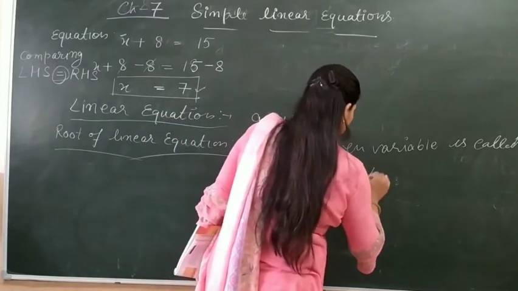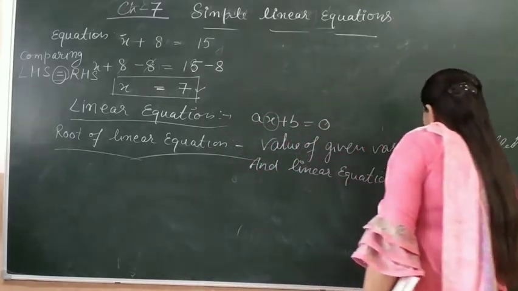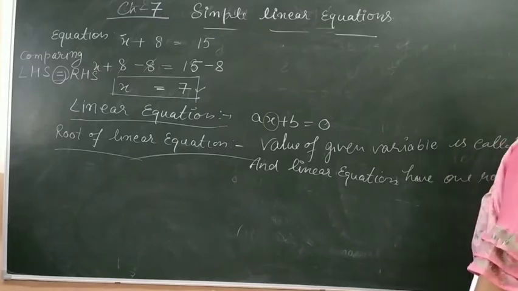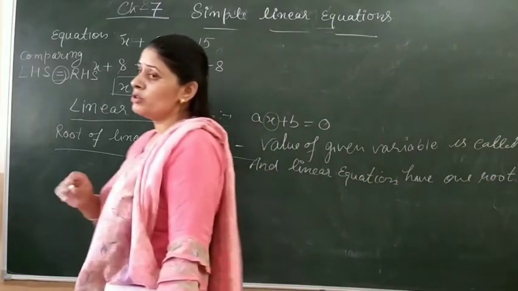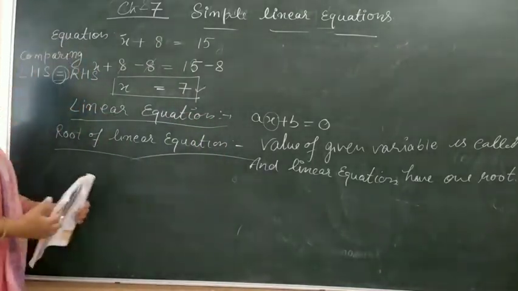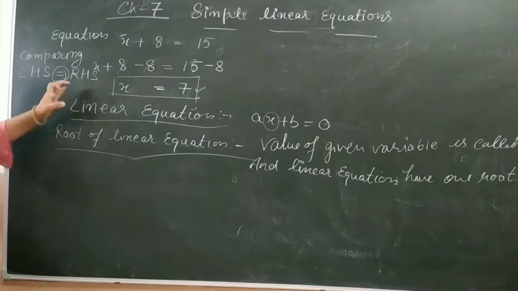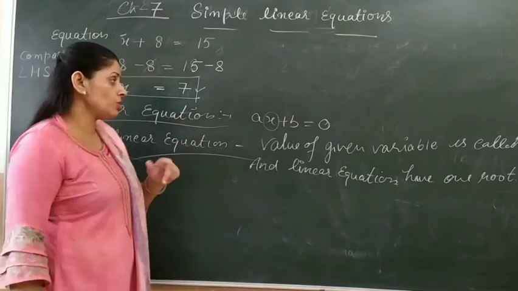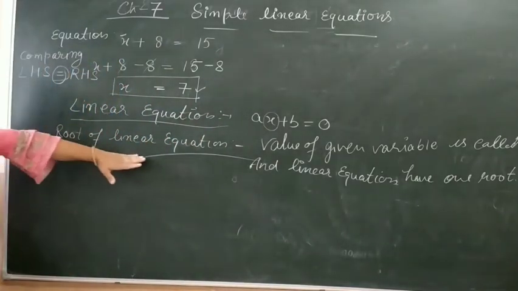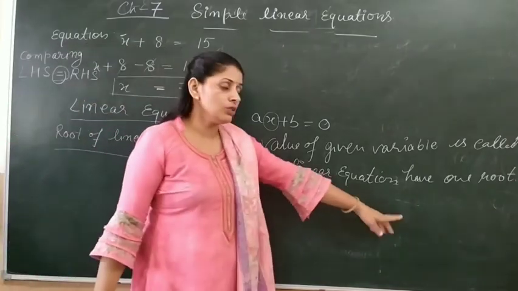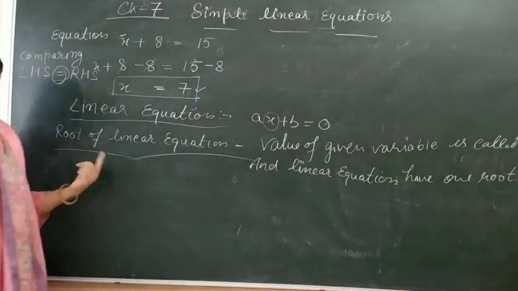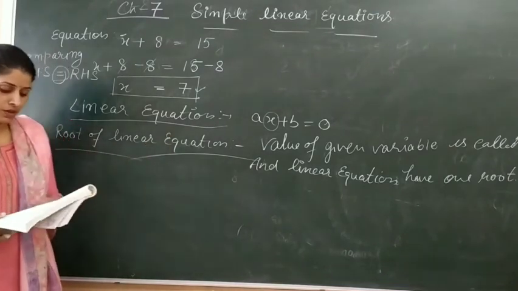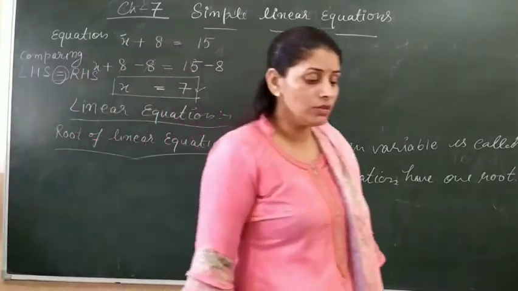A linear equation has one root, which means only one value of the variable. In a linear equation the highest power of the variable is only 1, not more than 1. And the root of the linear equation is one only. The value of the x variable is called the root of the equation. Now, how can we solve a linear equation?